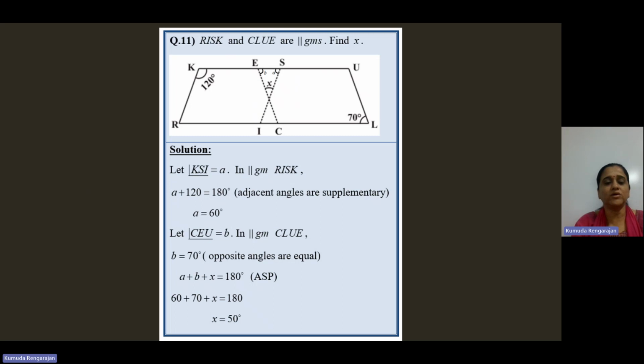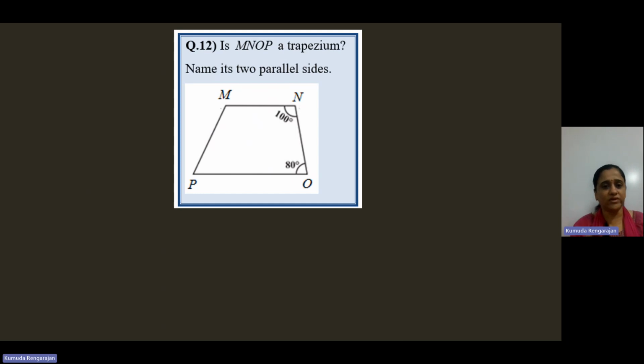See, in other questions, how did you identify parallel lines? Because it was given that the quadrilaterals are parallelograms. Here, nothing is given. You just have this figure. MNOP is just a quadrilateral. Correct. That is right. And then MNOP is not that easy. Because in trapezium, one pair of parallel sides only is equal. The other pair is not parallel sides.